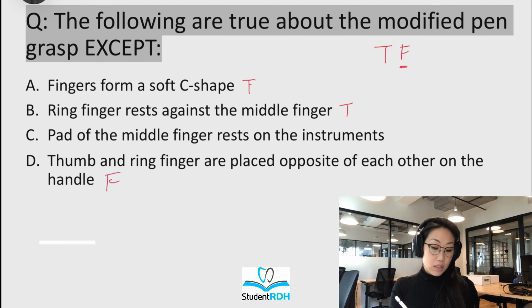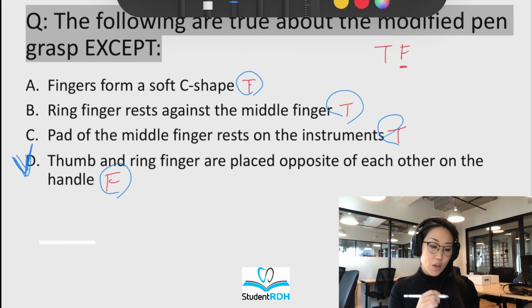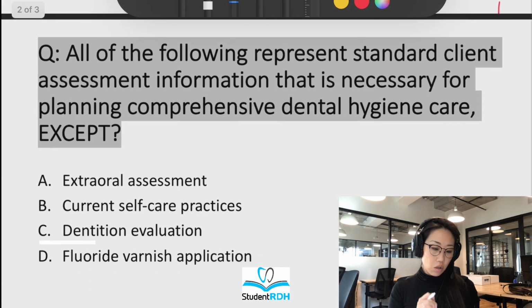So that we know C is true. So as you can see here, you found 3 of them that are true and 1 of them that is false. Again, this was true, true, and that is false. So in this case, the answer would be D. This is what you would have to mark. Should we try another question? So I have another one here, and it says, all of the following represent standard client assessment information that is necessary for planning comprehensive dental hygiene care except.